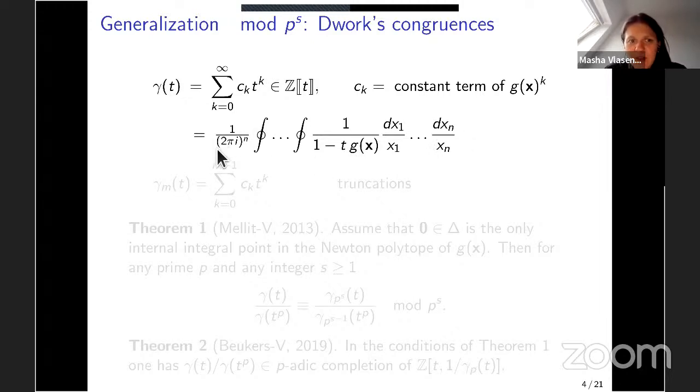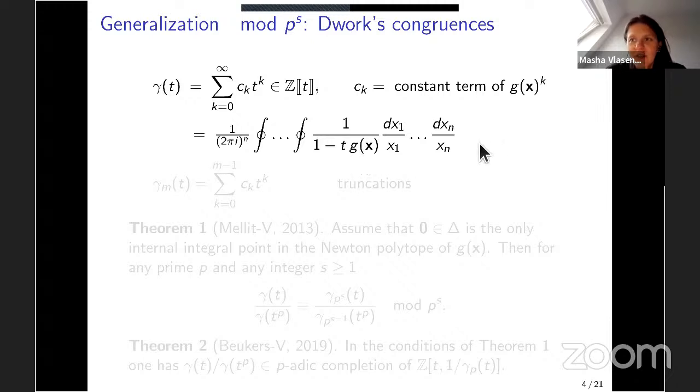This may not be directly related to the story of congruences yet, but it will be used in the proof that I will show. And for those who know about period functions, we see that this gamma of t is a period function for the family of varieties defined by the equation 1 equals t times g, the family of hypersurfaces of zeros of these polynomials here.